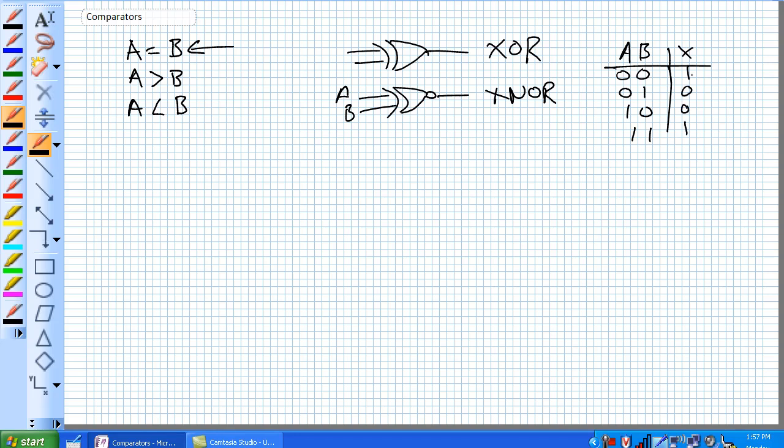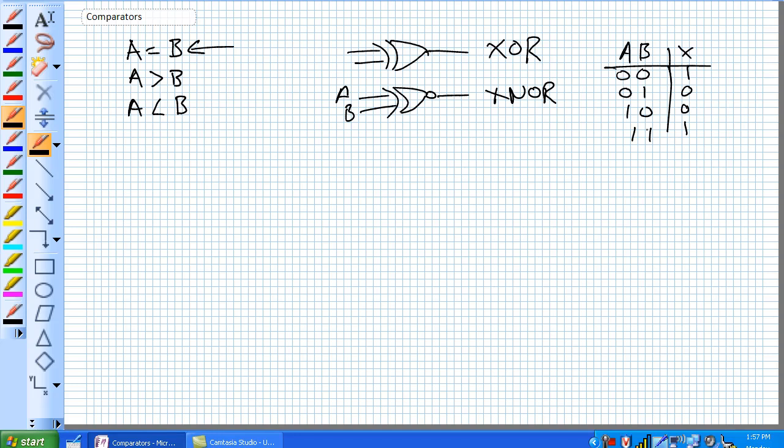So A0, B0, you get a 1. A1, B1, you get a 1. Anytime 0, 1, nope, they're not the same. 1, 0, nope, they're not the same. So for single bit numbers, that's easy. You just use an exclusive NOR.